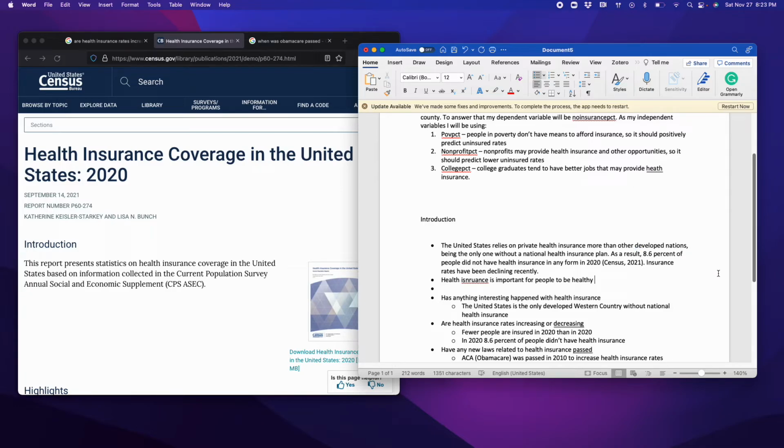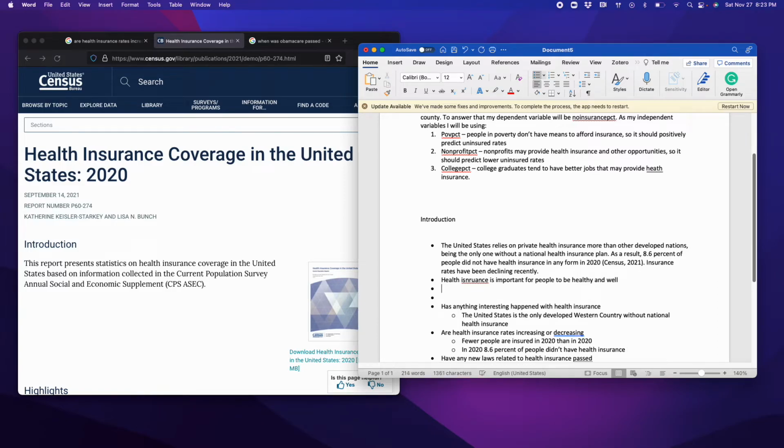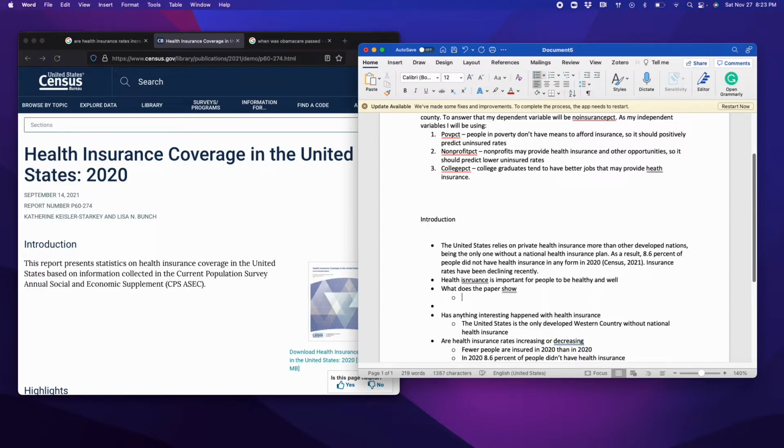The last paragraph, how I want to end my introduction, is by answering this question: what does the paper show? And a really easy way to start that paragraph is with, in this paper, I study, and this is, I study blank. You can fill in whatever you study. In this paper, I study health insurance rates at the county level across the United States.